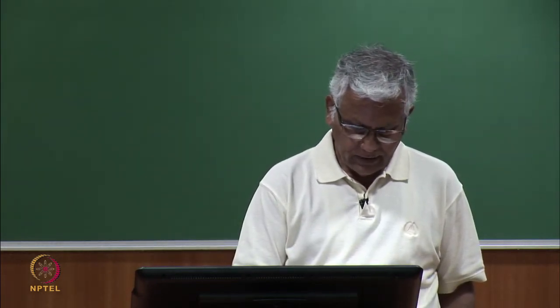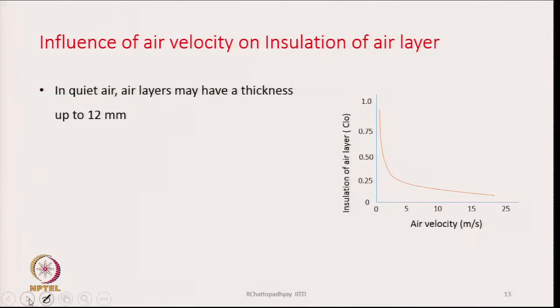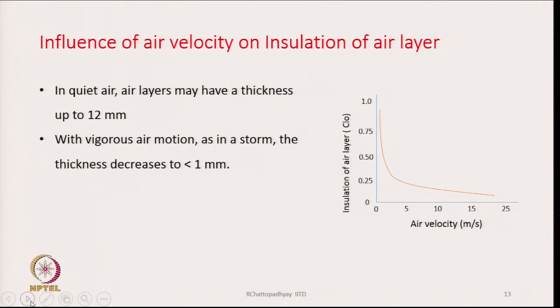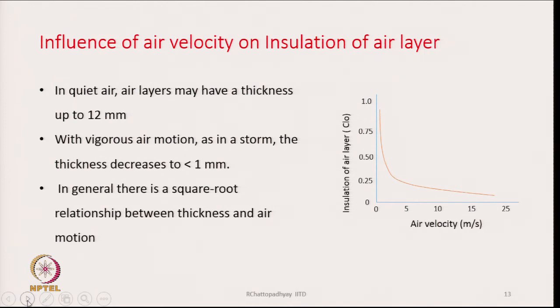Okay. Now comes the influence of air velocity on the insulation of the air layer. See the air layer, the boundary layer of the air, as long as it remains still, it has a certain insulation value, but when the velocity of the air is going to increase, then things are going to be different. In quiet air, air layers may have a thickness of almost 12 millimeter, the boundary air layer. With vigorous air motion, as in a storm, the thickness decreases to less than 1 millimeter. In general, there is a square root relationship between thickness and air motion. There is a graph on the right hand side that shows air velocity and insulation of the air layer, how it is declining.